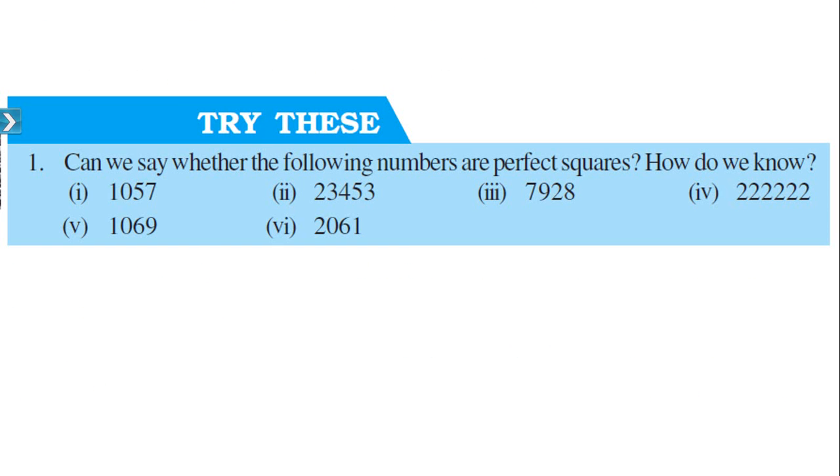Now, try this. Can we say whether the following numbers are perfect squares? How do we know? So, remember, if the numbers end with 2, 3, 7 and 8, then we can say they are not perfect squares. But if the numbers end with 0, 1, 4, 5, 6 or 9, we cannot say they are square numbers or not just by looking at their units place. Now you have to say whether these numbers are perfect squares or not, and give the reason why they are perfect squares or why they are not.